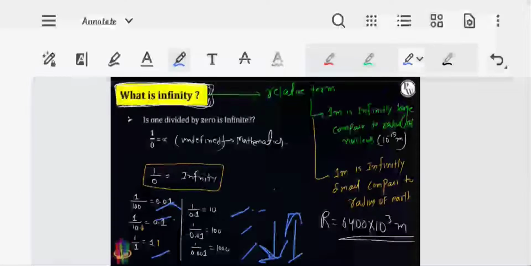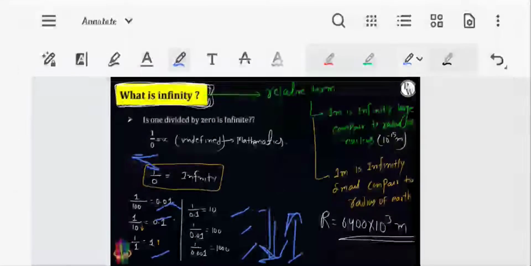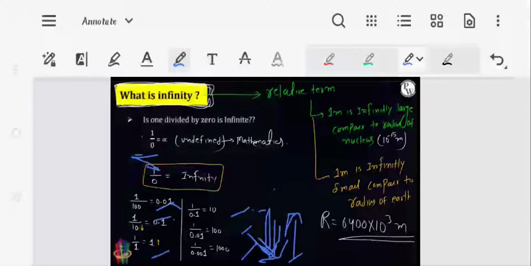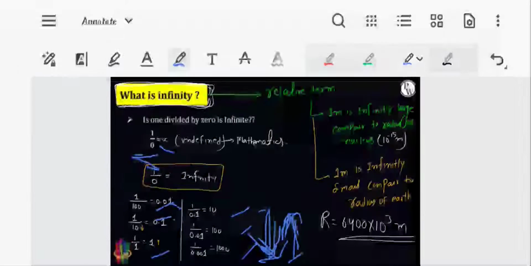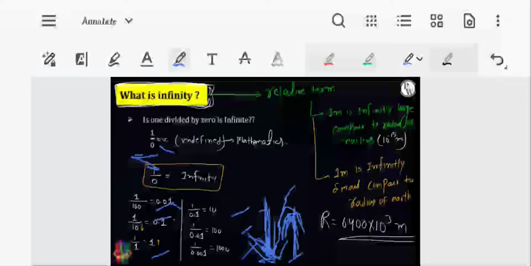So that's why if you put 1 by 0, 0 is the very least value, so you are decreasing the denominator, hence the answer will increase. You can't decrease the value less than 0, right? So that's why 0 is the least value. That's why the answer is infinite. It means it is a very, very large term compared to the 1.